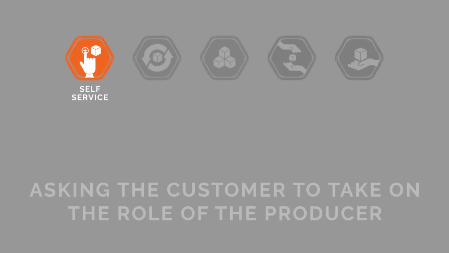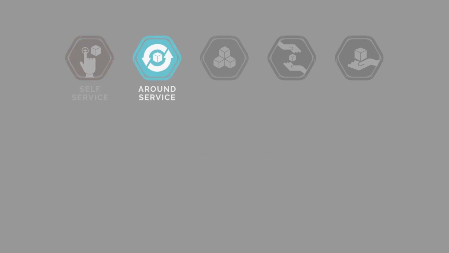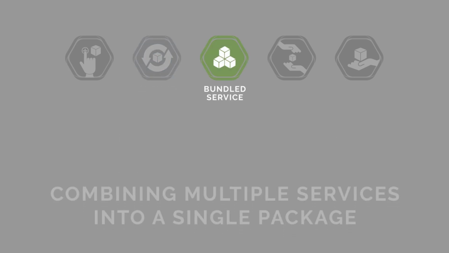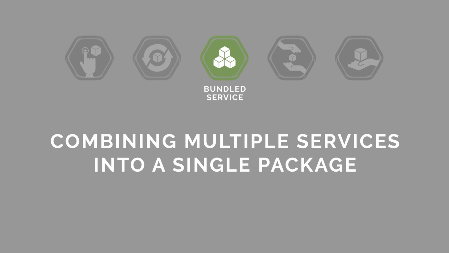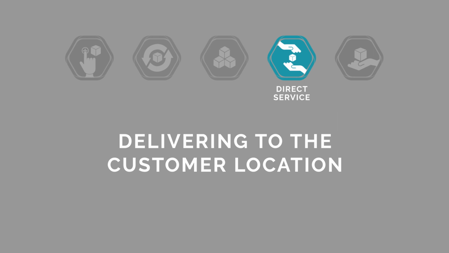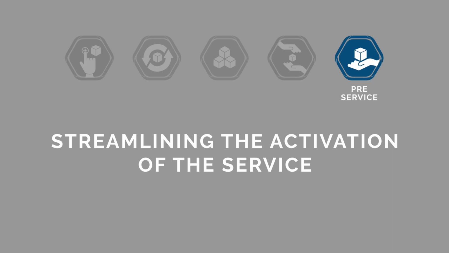These are 1. Self-service, asking the customers to take on the role of the producer. 2. Around service, manipulating tangible elements of the service. 3. Bundle service, combining multiple services into a single package. And 4. Direct service, delivering to the customer location. And last but not least, pre-service, streamlining the activation of the service.